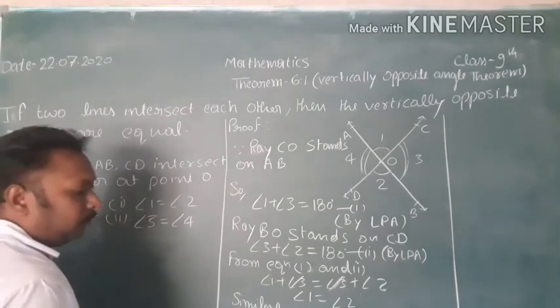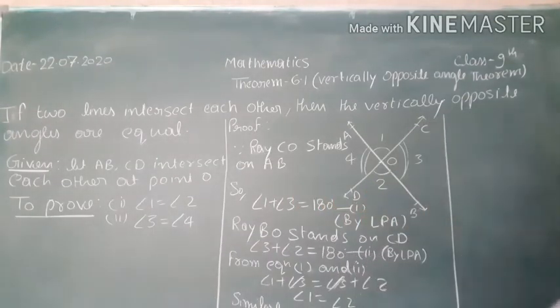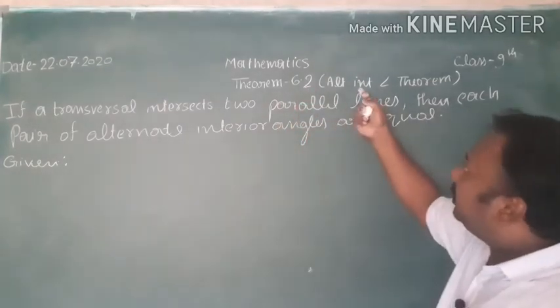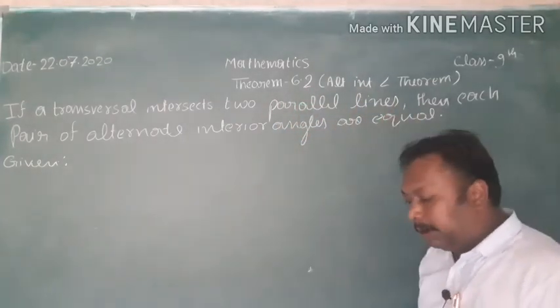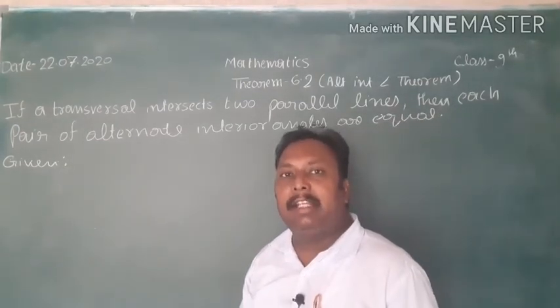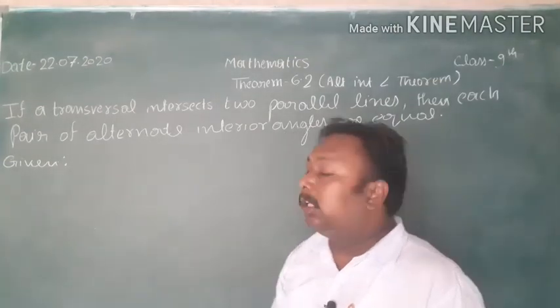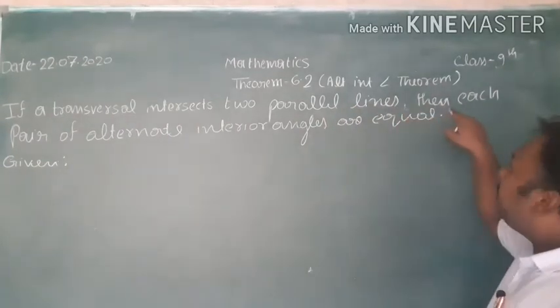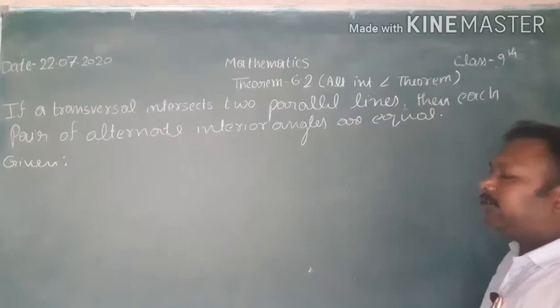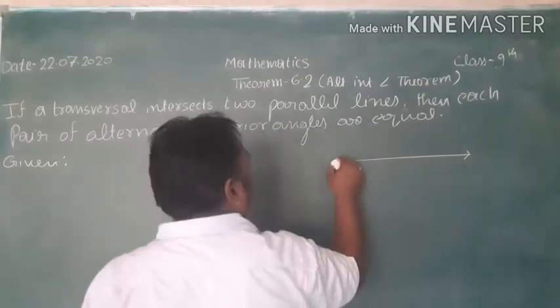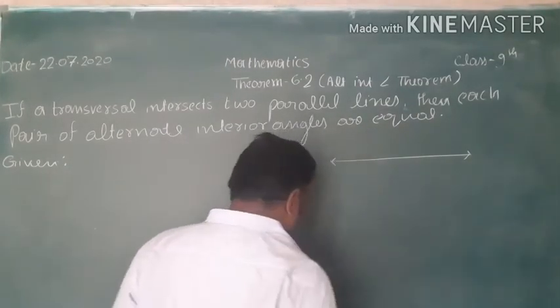Now we prove the second theorem, theorem number 6.2, that is called the alternate interior angle theorem. If a transversal intersects two parallel lines, then each pair of alternate interior angles are equal. So this is the given portion: if a transversal intersects two parallel lines. Then each pair of alternate interior angles are equal, this we have to prove. So first we draw two lines which are parallel to one another.